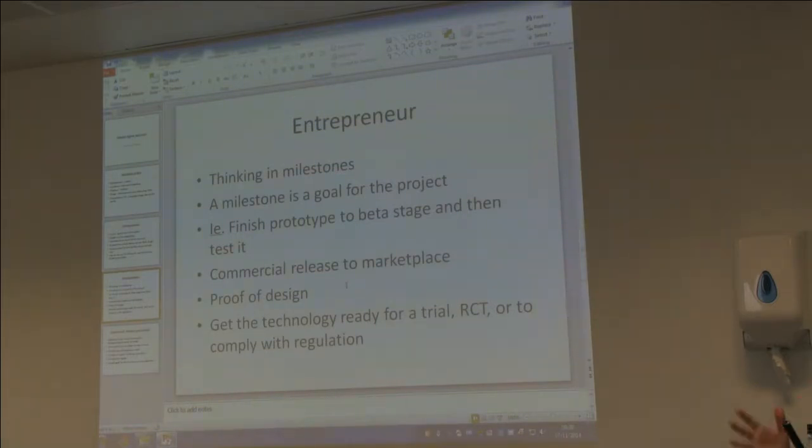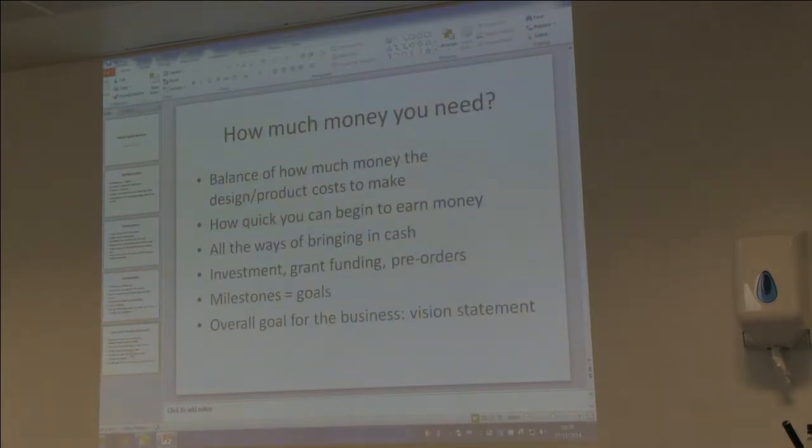You can do up all your design, and how do you prove your design? Well, you might have a trial of the design, you might build a prototype. You can get money for proof of design if what you're designing really fills a need in the marketplace. You can get money for that. You can also get money to get your technology ready for a trial, RCT, or to comply with some kind of regulation. So how much money do you need?